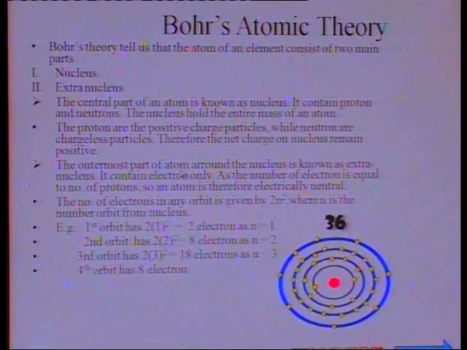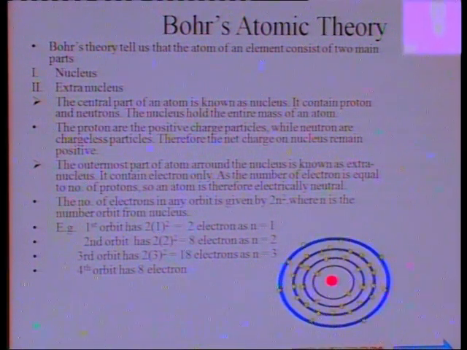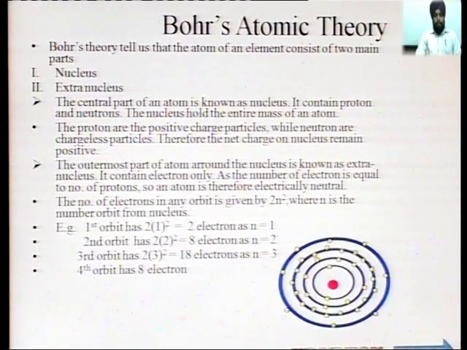outermost part of an atom around the nucleus is known as extranucleus. It contains electrons only. As the number of electron is equals to number of protons, so an atom is therefore electrically neutral. The number of electron in any orbit is given by 2n square, where n is the number of orbit from nucleus. So, to justify this, if you see the diagram, it consists of 4 shell, first, second, third, fourth.